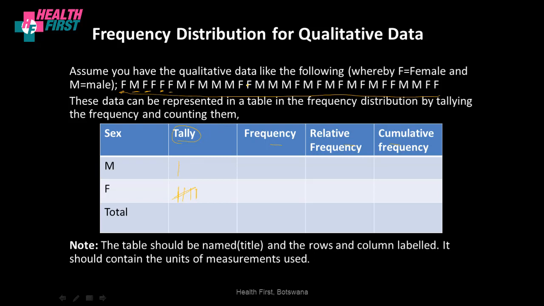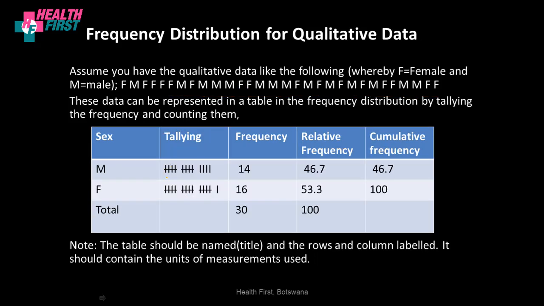So in the interest of time, I'll just skip to the end. This is basically what would happen. You have tallied your data points, males and females, and then you have your frequencies. From the tallies you can get your frequencies. So we have 5, 5, 4. So 5 plus 5 plus 4, that's 14. And we have 5, 5, 5, and 1. So that's 16. So the total here is 30. So there are 30 individuals in this distribution, and we have 14 males and 16 females.